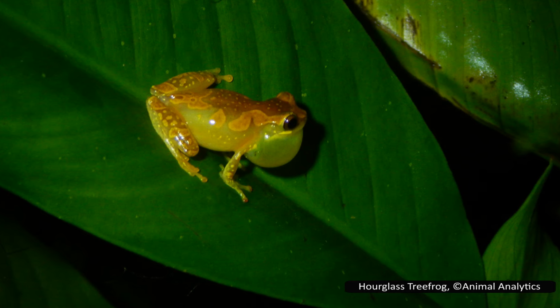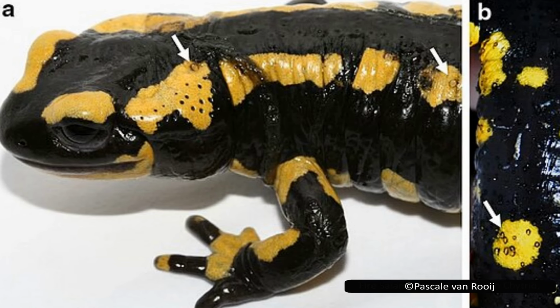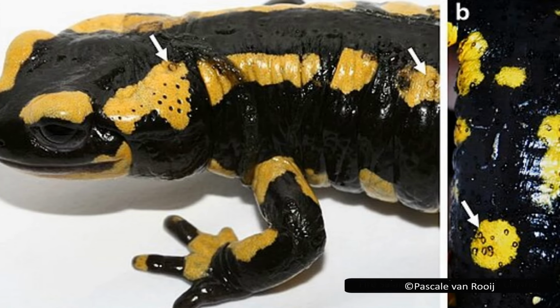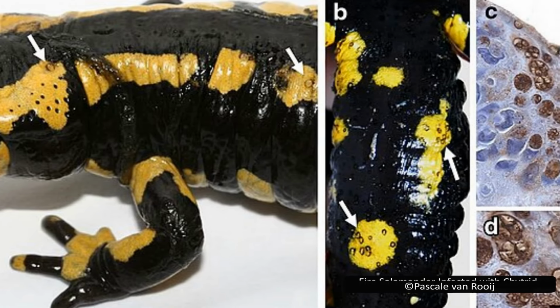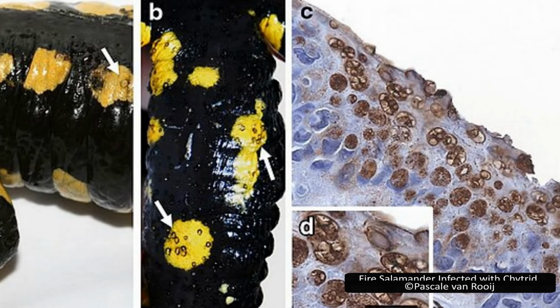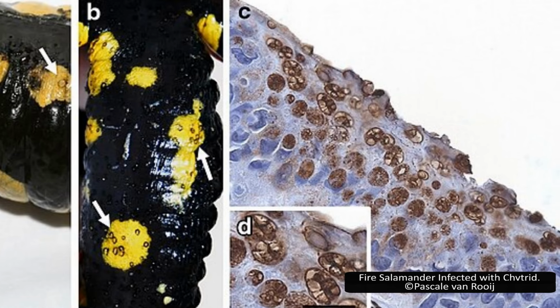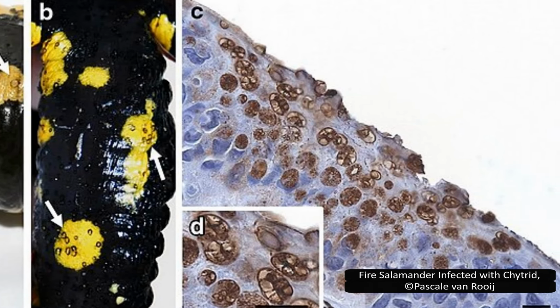Batrachochytrium dendrobatidis, better known as chytrid. Chytrid fungus infects amphibians' skin, which for frogs and their relatives isn't just a protective layer, but a vital organ. They breathe through it, they absorb water through it, and when chytrid disrupts that function, the result is fatal. Infected amphibians essentially suffocate or suffer cardiac arrest.